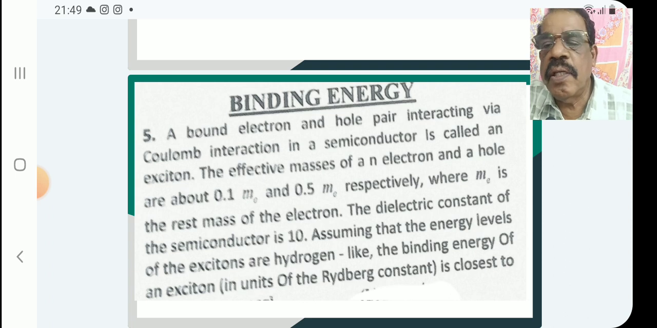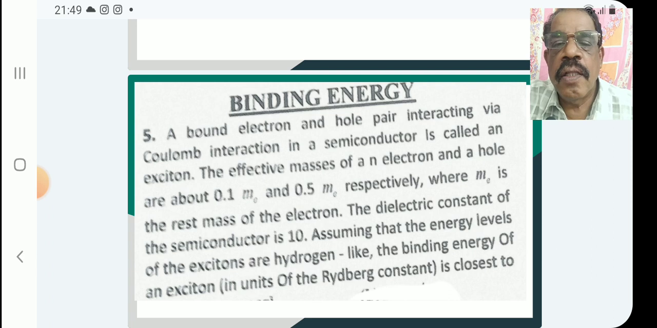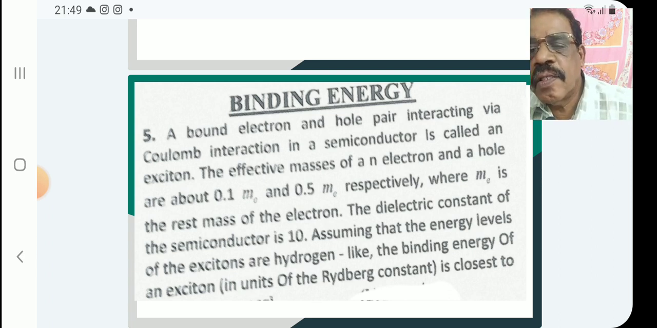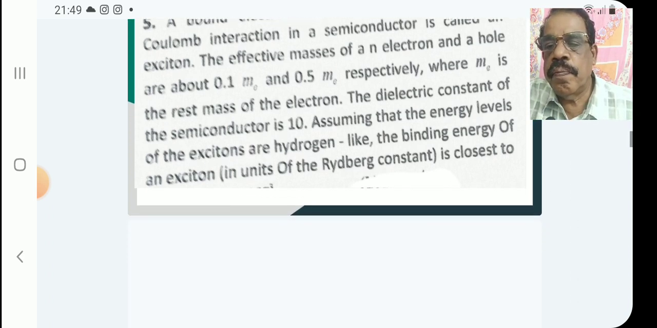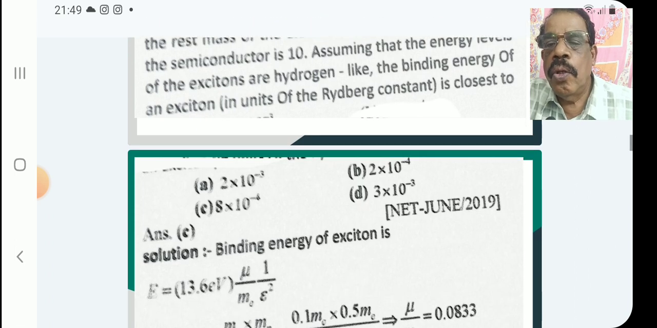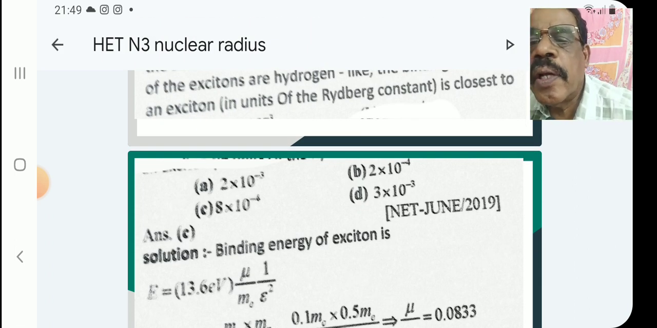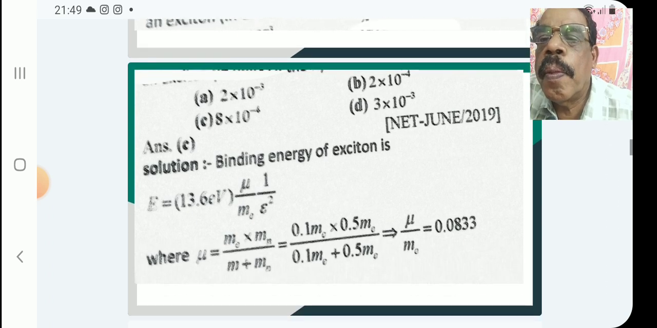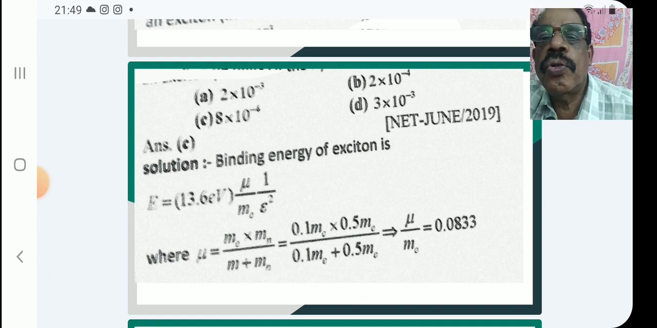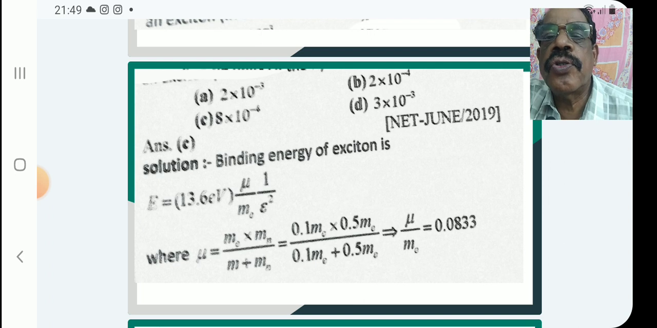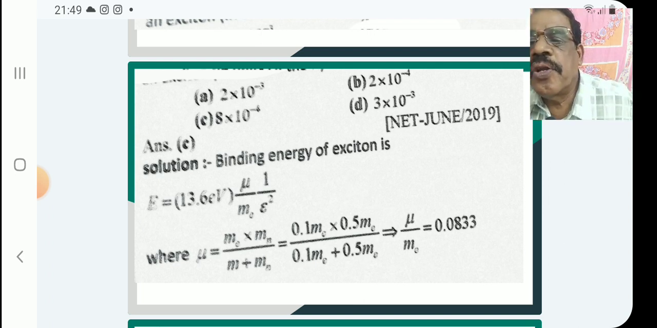Assuming that the energy levels of the excitons are hydrogen like, the binding energy of the exciton in units of Rydberg constant is closest to: 2 into 10 raised to minus 3, 2 into 10 raised to minus 4, 8 into 10 raised to minus 4, 3 into 10 raised to minus 3. The answer is C.